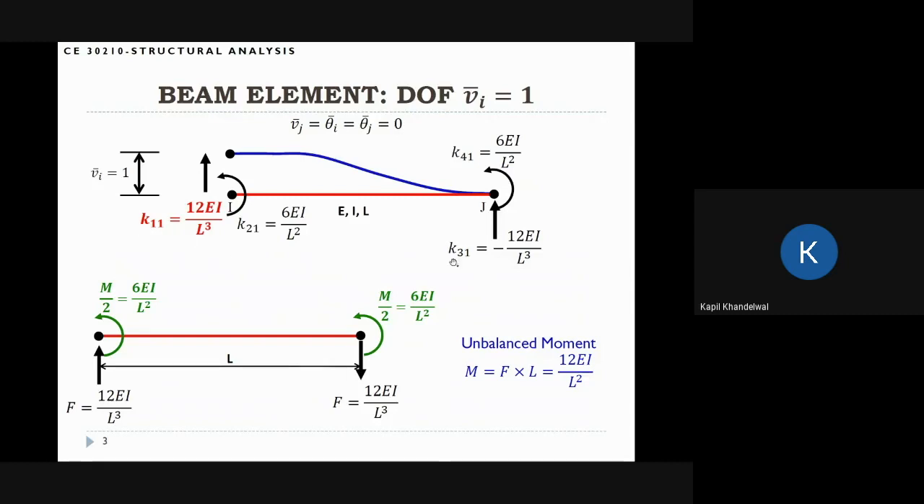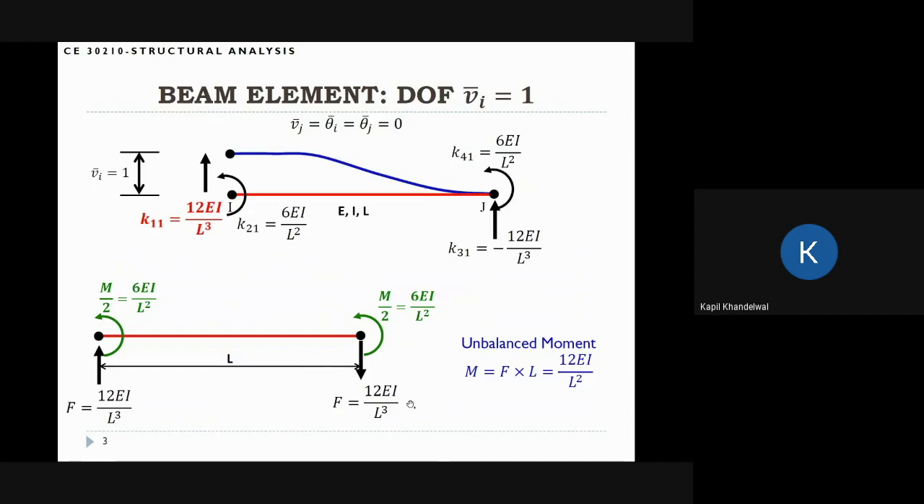K11 and K31 are actually creating a moment, okay? Because one of these forces is acting upward, the other force is acting downward. So it's creating an unbalanced force, or an unbalanced moment, in the system. And the unbalanced moment is F times L. The moment is the force times the moment arm, and the moment arm in this case is just the length L of the beam. So the unbalanced moment is F times L.